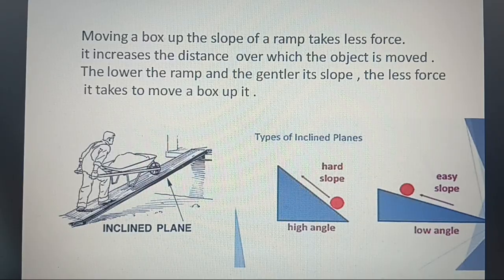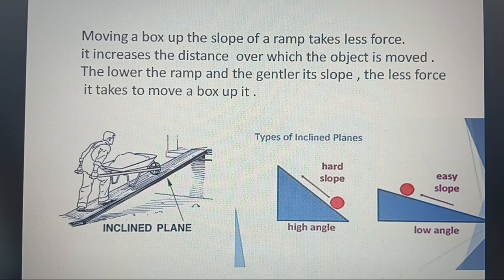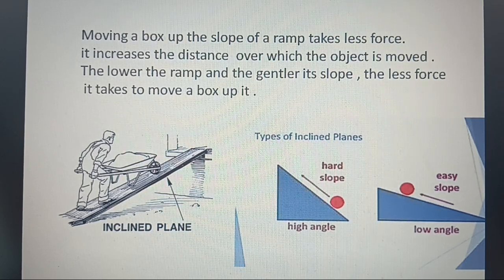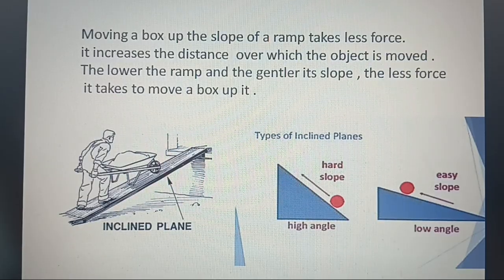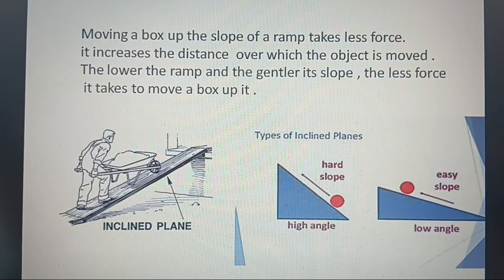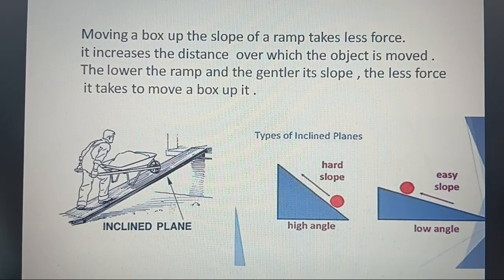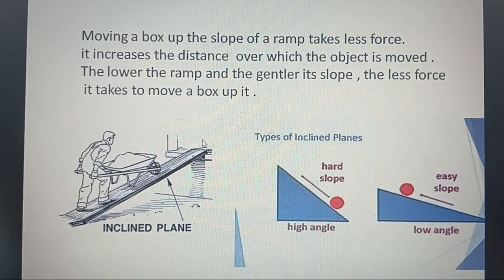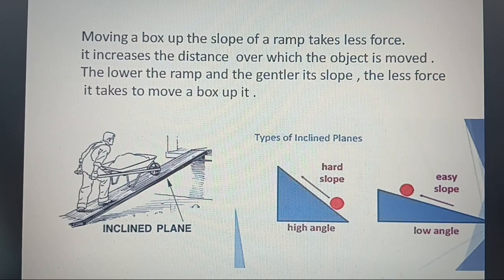Moving a box up the slope of a ramp takes less force. It increases the distance over which the object is moved. The lower the ramp and the gentler its slope, the less force it takes to move a box up it. You can see in this picture there is a man taking the wheelbarrow up the slope. It takes less force to take the wheelbarrow up the slope of a ramp.